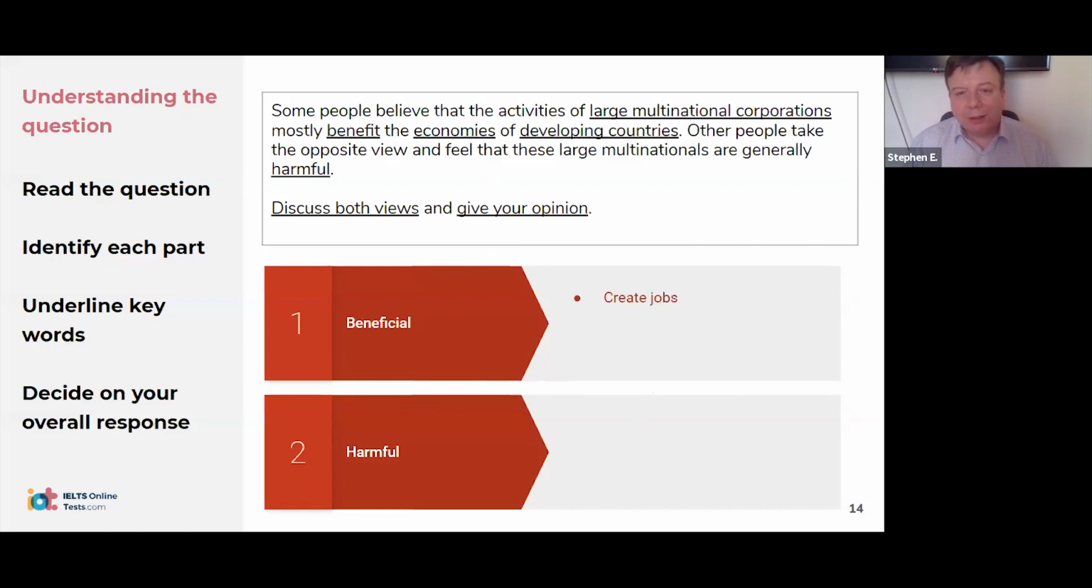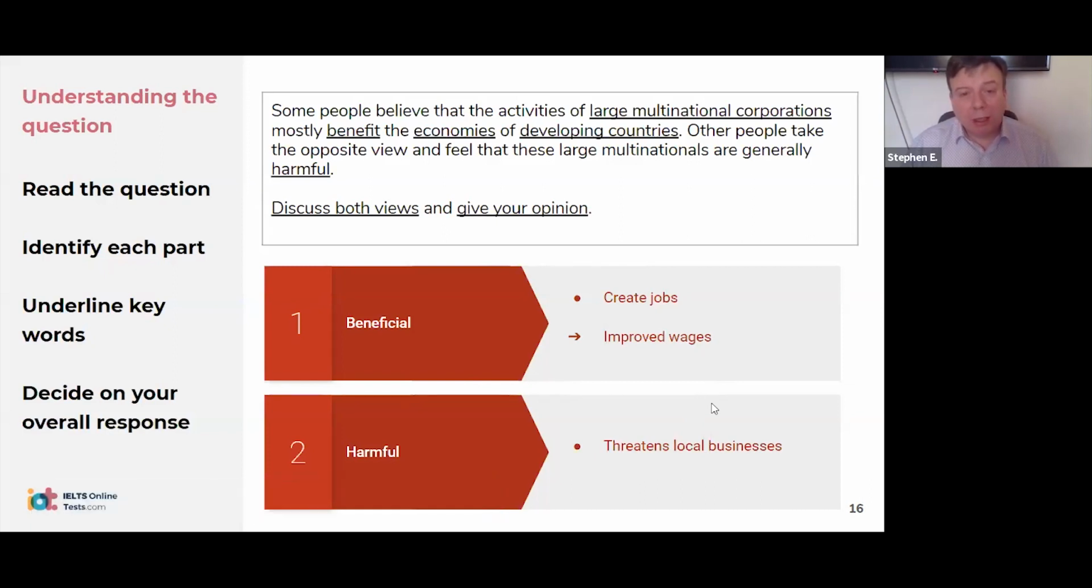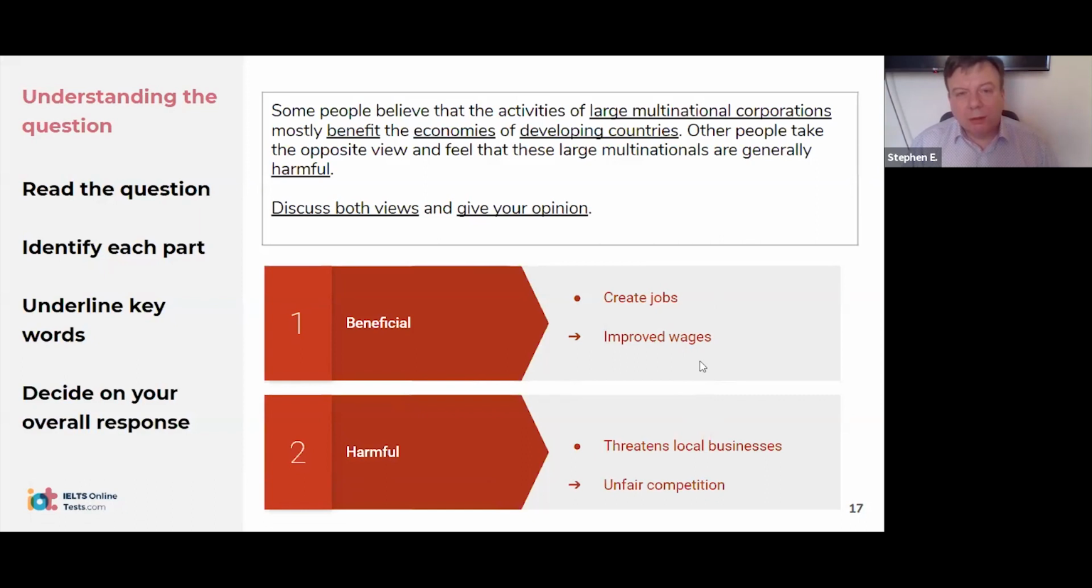Okay, so let's have a look. So we said beneficial, create jobs, and then improved wages, higher salary. And then we said threatens local businesses. Okay, so that's a bit of a nightmare for them. And then it creates a monopoly, cutthroat competition. Okay, good ideas. So we got some good vocabulary coming through here. So this is good. Well done, guys. Okay, and then someone mentioned, I think, unfair competition. Yeah, so good. Well done.